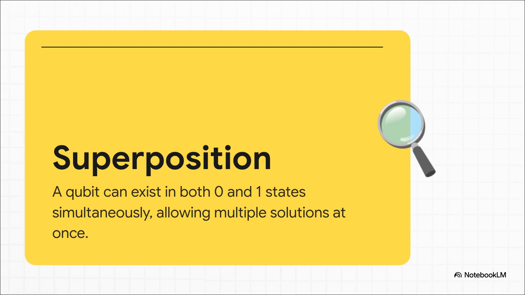This property opens up a completely and fundamentally different way to process information. Because of superposition, a system of multiple qubits can hold multiple states all at once. This allows the quantum computer to process tons of solutions simultaneously, which is something a classical computer simply cannot do.